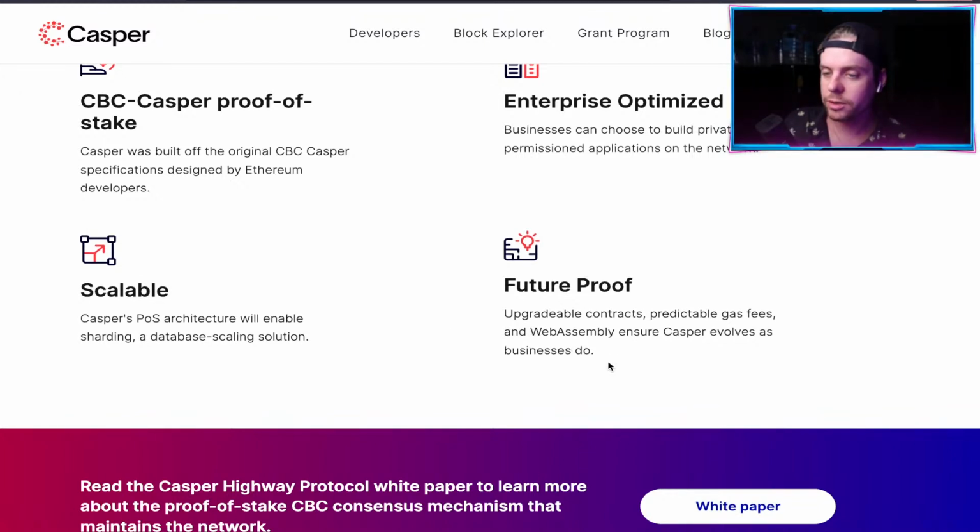Future-proof upgradable contracts. Ooh, I don't actually like that. I really don't like upgradable contracts at all. See, the thing is, one of the characteristics of cryptocurrency is its immutability. If you are able to edit a smart contract, you cannot trust that smart contract. If I'm interpreting this statement correctly, which I may not be, but upgradable contracts is kind of an interesting statement. So if that means that you can edit a smart contract, I would not touch this.